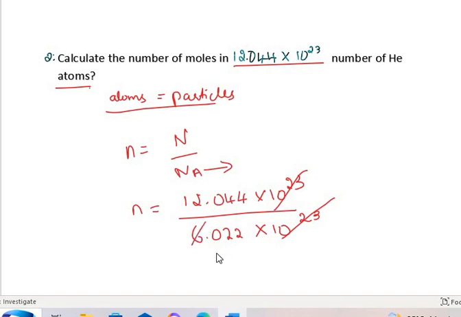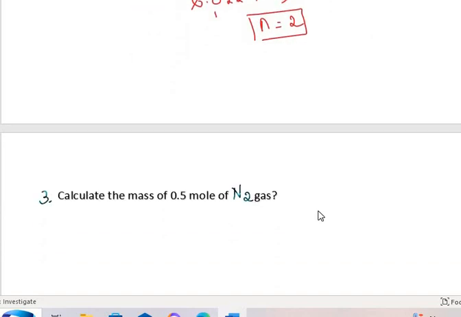Okay, 6.022 into 2, you will get 12.044. So it's basically 6.022 ones are into 2s are. So the number of moles, the answer, is 2. Okay, so number of moles is equal to 2. I hope it's clear. Let me come to the next question.